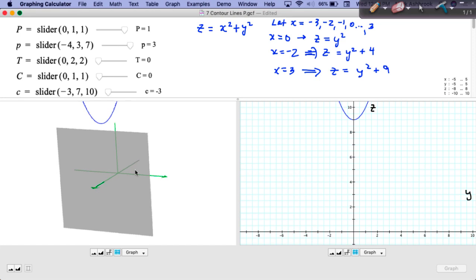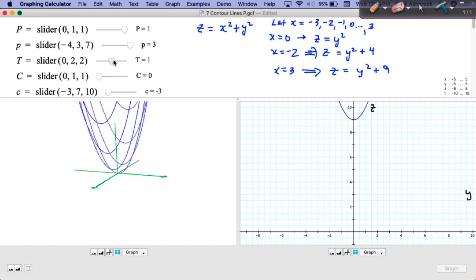So if we just kept doing that over and over again, we'd get a bunch of these traces, and they'd all be parabolas. And what could we say about those parabolas? Since we're doing x squared, no matter what x value we pick, that x squared will always be what? Positive. So therefore the z will be a positive value plus y squared. And so all these parabolas will live above the xy plane for positive z. We'll get something like that.